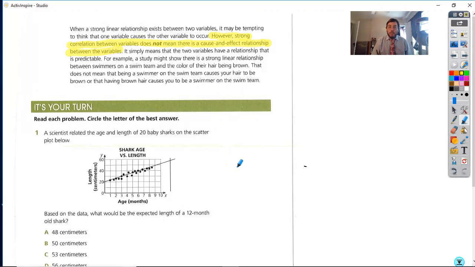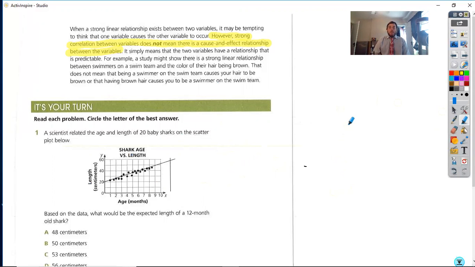So for example, a study might show that there's a strong linear relationship between swimmers on a swim team and the color of their hair being brown, but that does not mean that being a swimmer on a swim team causes your hair to be brown, or that having brown hair causes you to be a swimmer on a swim team. So even if there's a strong relationship, positive or negative, does not necessarily mean that one causes the other.